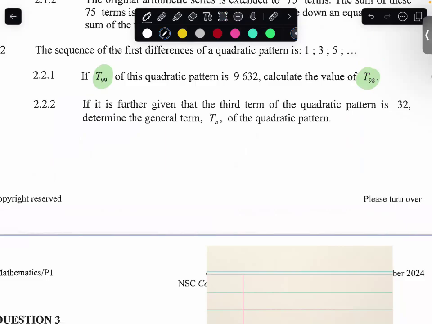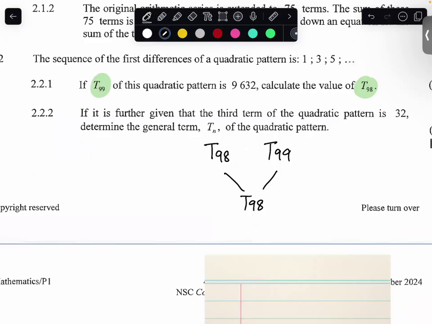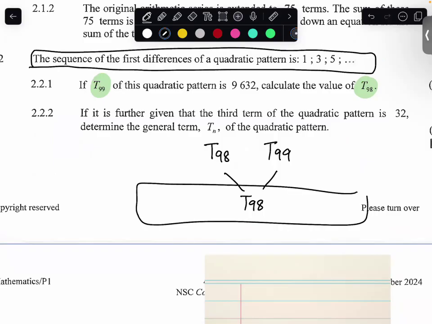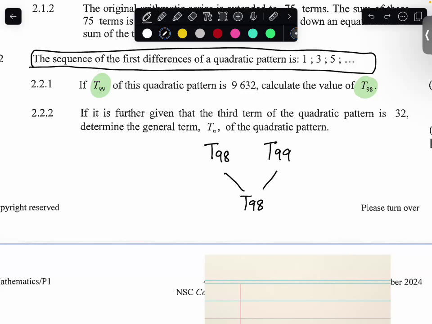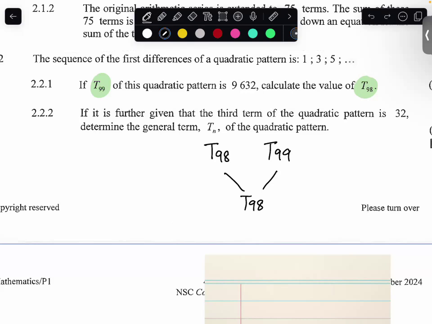All right. So we said between T98 and T99 of the quadratic lies the first difference. The first difference term is going to be T98. So here's the thing. The first thing I'm going to do is figure out what the general term of the arithmetic pattern is. The general term of this pattern is Tn is equal to dn plus q, or you can go the long one, Tn is equal to a plus (n minus 1)d. I'm going to go dn plus q.